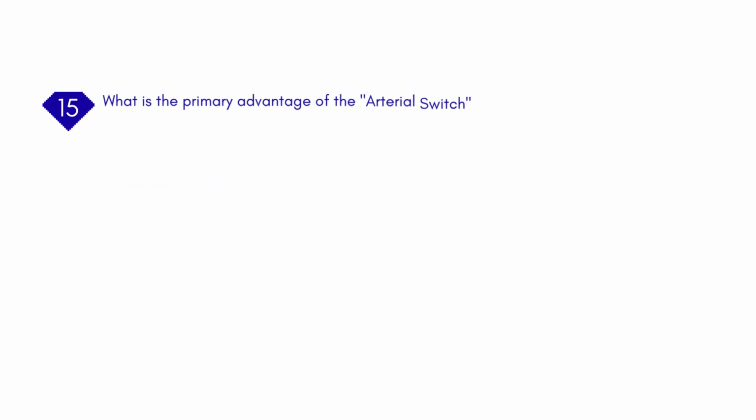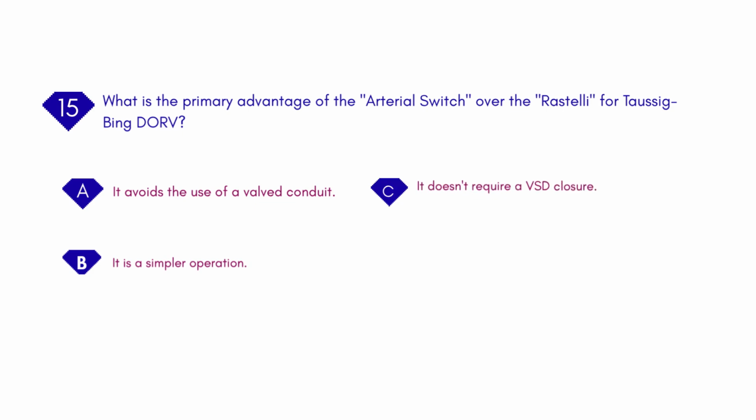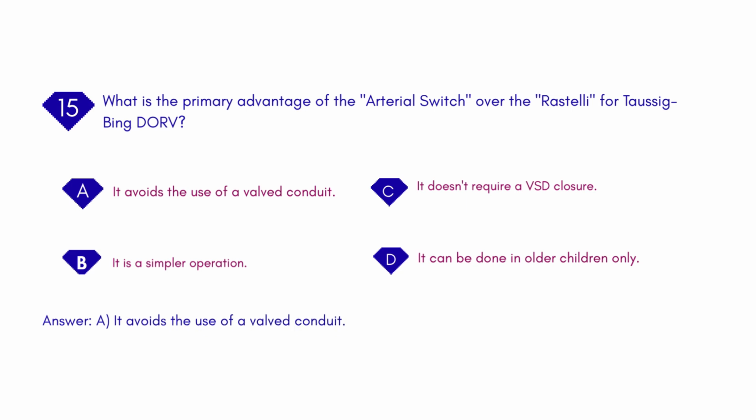What is the primary advantage of the arterial switch over the Rastelli in Taussig-Bing DORV? A. It avoids the use of a valved conduit. B. It is a simpler operation. C. It doesn't require a VSD closure. D. It can be done in older children only. Answer: A. It avoids the use of a valved conduit.